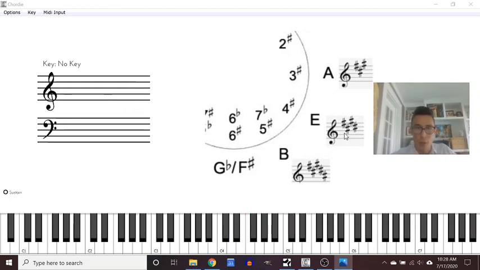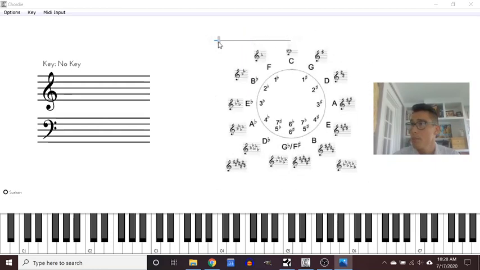Again, because those intervals will interchange, it always equals 9. 4 plus 5 equals 9. But that's how you build your keys and key signatures. So, to review, here's our whole key signature.